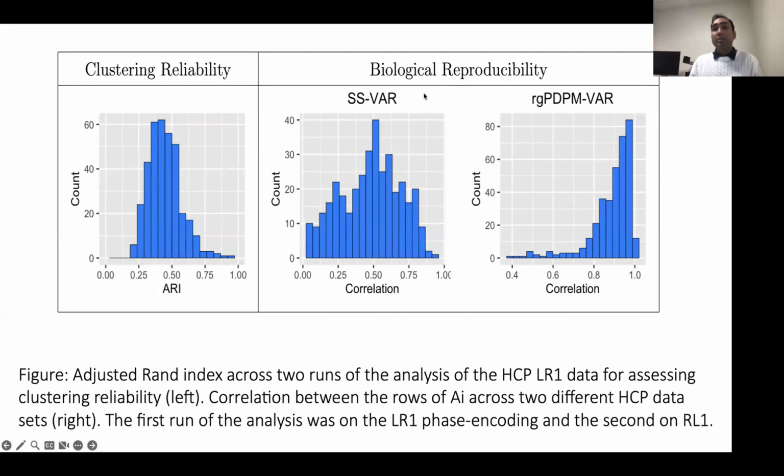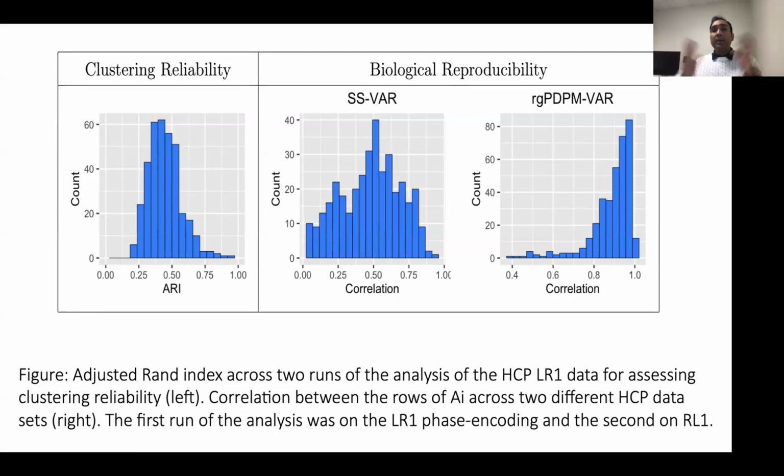And then we also looked at biological reproducibility. So we wanted to be sure that our results are biologically reproducible, which means that if tomorrow we get a new data set, we would like our findings to hold for that new data set, right? So we actually took 2 separate sessions from the HCP data. Each subject actually has 4 different fMRI sessions in HCP. We looked at 2 of them, and we fit the model separately to the LR1 session and then the LR2 session.